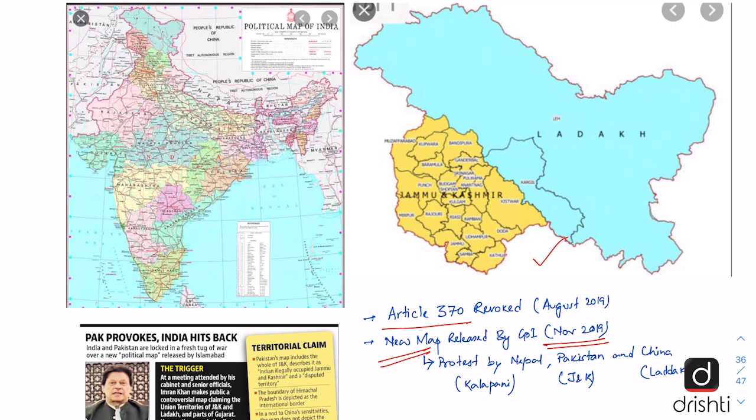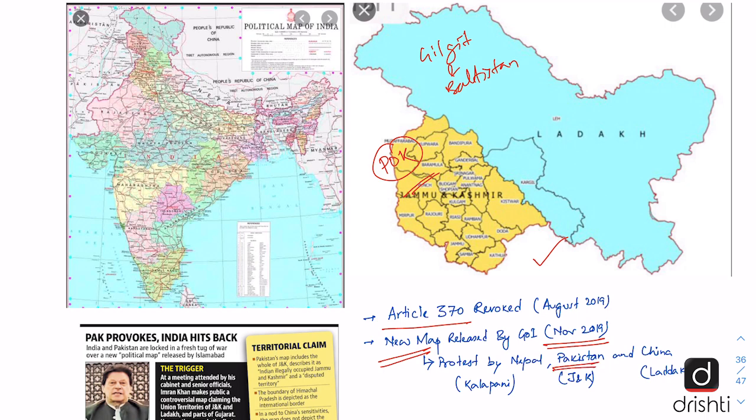And the union territory of Ladakh included the portion which is under illegal occupation of Pakistan, which is Gilgit and Baltistan. And also in the UT of Jammu and Kashmir, it included the part of Kashmir which is under illegal occupation of Pakistan and known as Pakistan occupied Kashmir. And when India had released this map, three countries had protested.